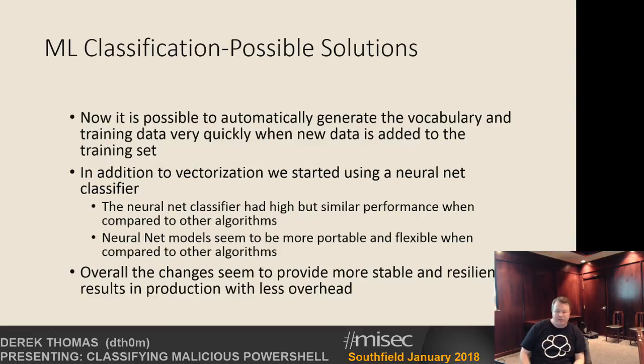So here we're automatically generating the vocabulary. We started using the neural net, and really the changes provide more stable and resilient results in production with less overhead. So even when we see false negatives, one thing we'll do is, if it's data we've never really seen before, like a type of malicious event we've never seen, we'll add it to the training set, and then new similar events will be processed as malicious. Even though they're not exactly the same, they use the same techniques, so it updates, and that's kind of what we want, right? We want to be able to quickly update. We want to identify things we've never seen before, and operate accurately.